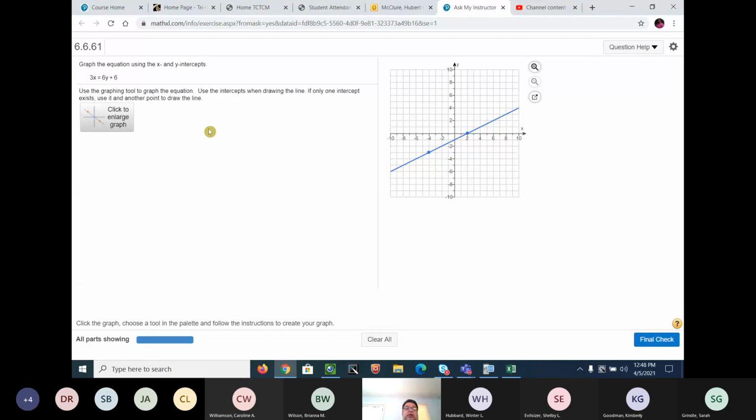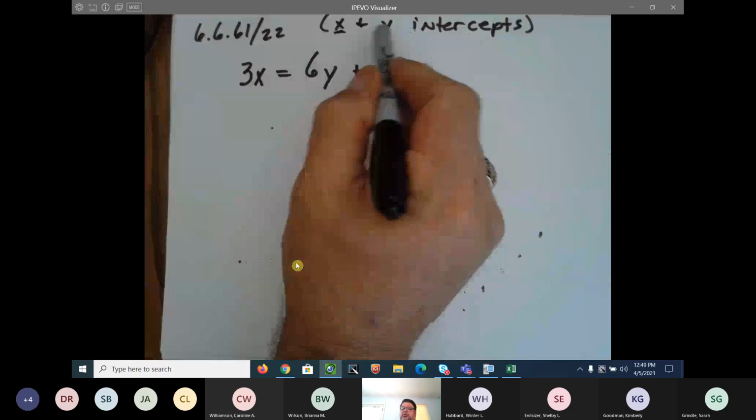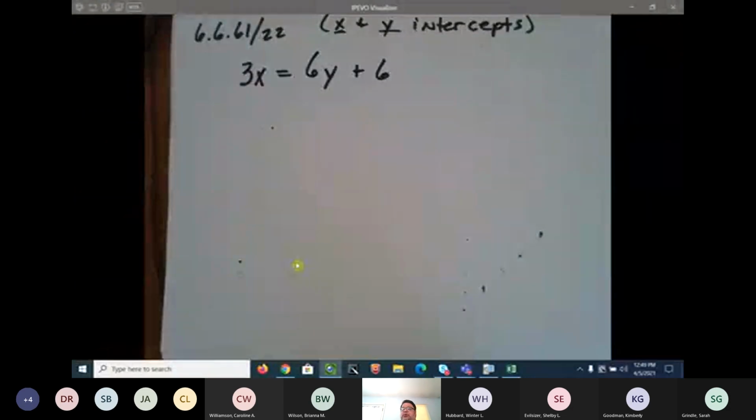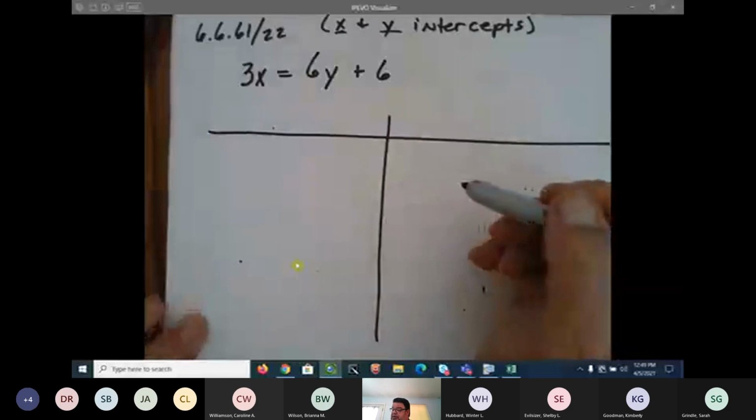And the big thing about the intercept method is y is not by itself. That's the second indicator. So you got 2 indicators to tell you method 2. The directions tell you to use x and y intercepts. That's method 2. And y is not by itself, so that tells you to use method 2. Draw a big graph, a big table.